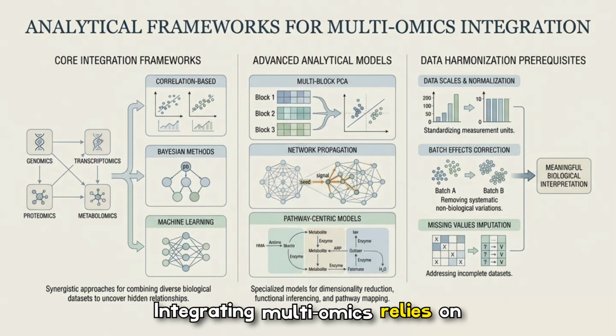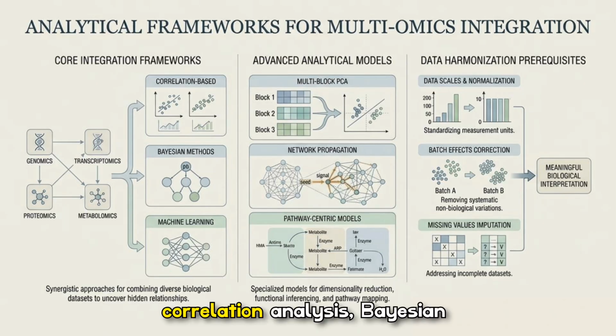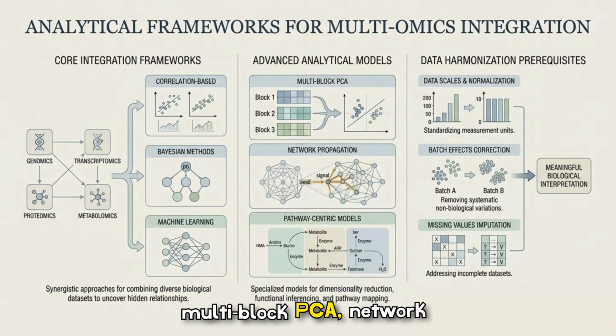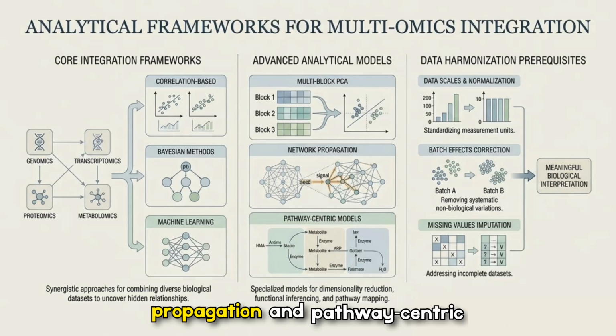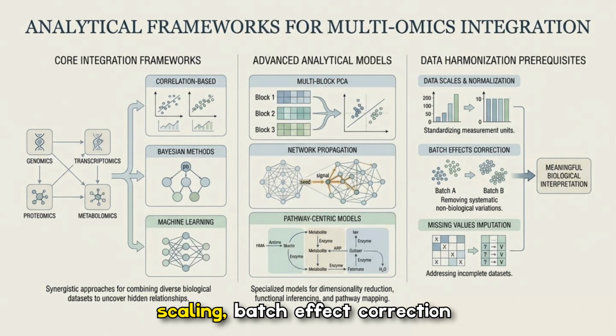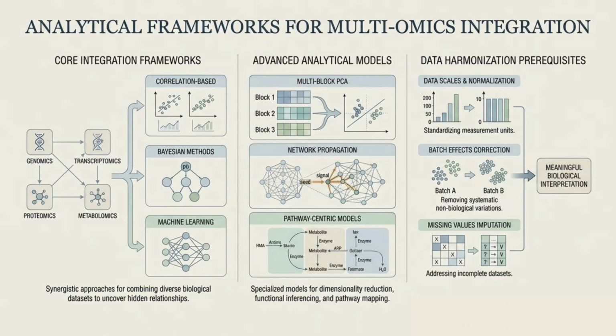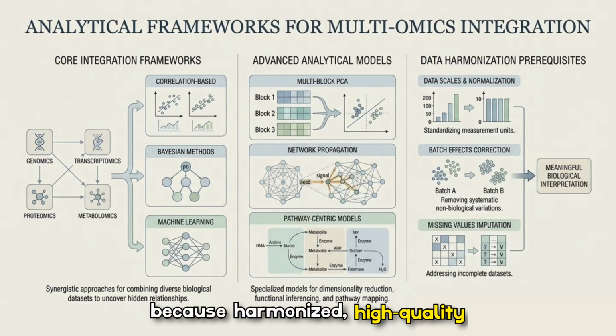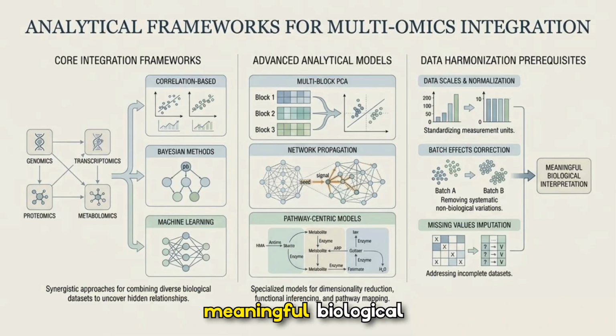Integrating multiomics relies on core frameworks like correlation analysis, Bayesian inference, and machine learning, plus advanced models such as multi-block PCA, network propagation, and pathway-centric approaches. Critical prerequisites include data scaling, batch effect correction, and missing value imputation, because harmonized, high-quality inputs are essential for meaningful biological interpretation.